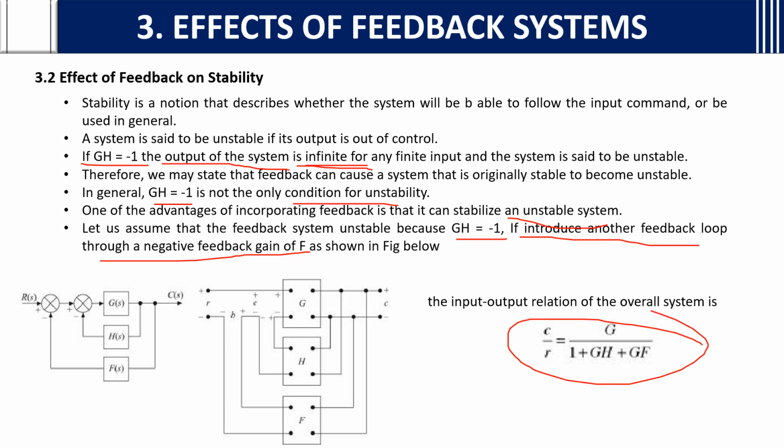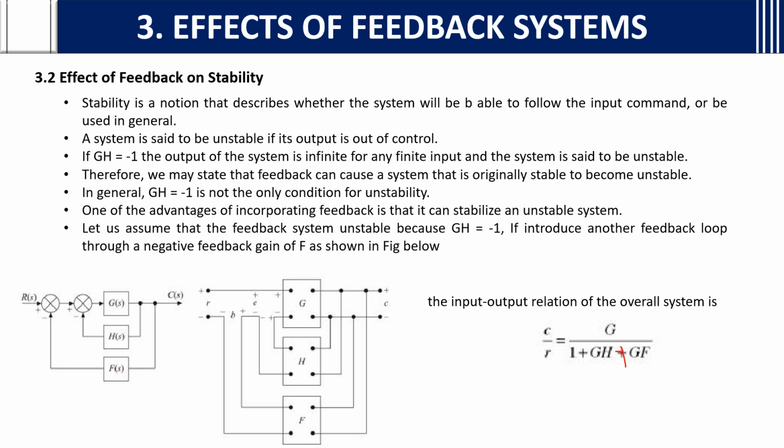If two loops are there, then what happens? We know 1 plus GH, and another feedback loop is also there. As it is a negative loop, we write it as positive GF. This is the effect of feedback on stability.